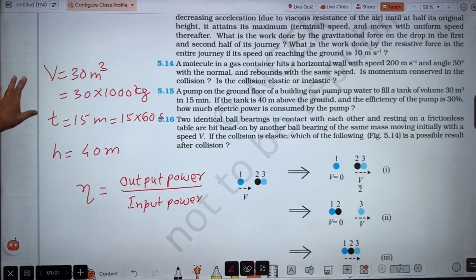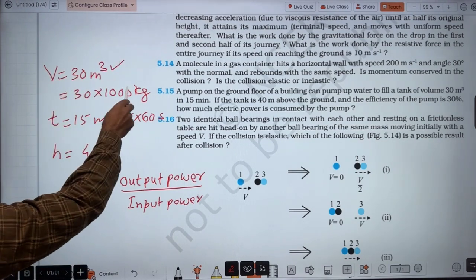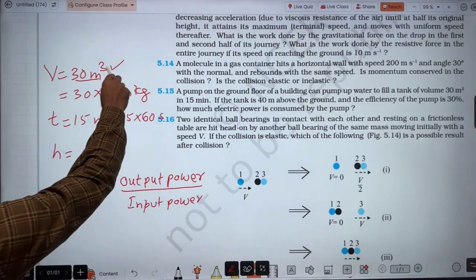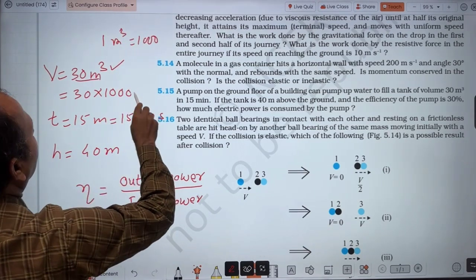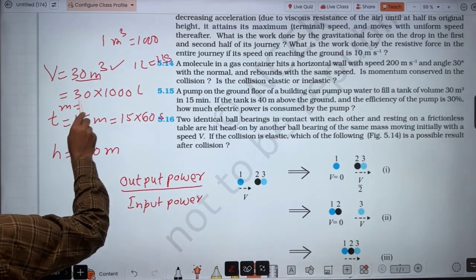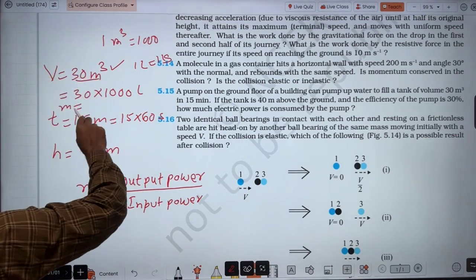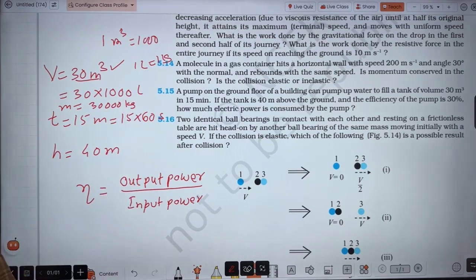And output power we can calculate from here by putting mgh. So this is the volume of the tank, and this will become meter cube. 1 meter cube is equal to 1000 liter. Since 1 liter equals 1 kg, that is why mass has become this, because density of water is 1000 kg per meter cube. So mass will be 30 followed by 3 more zeros kg. I think you have understood.